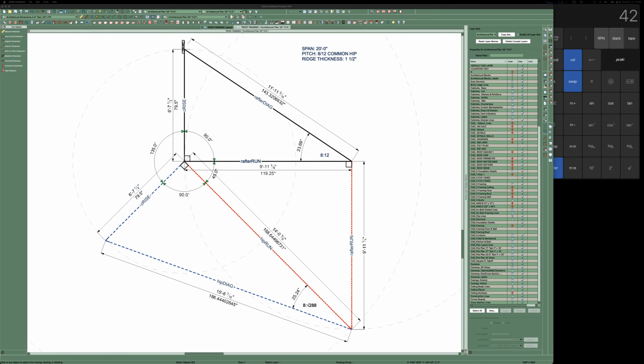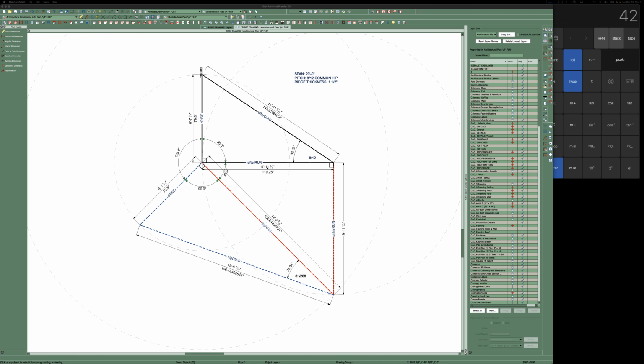Hey, just wanted to go over something real quick. This is a diagram you can use when you're figuring out a roof. I know it looks kind of weird, but it's a 20-foot span, 8 and 12 common pitch hip roof with a ridge thickness of 1.5 inches. And so when you take 20 feet minus 1.5 inches divided by 2, you get 9'11¼" right there, as common sense would do.